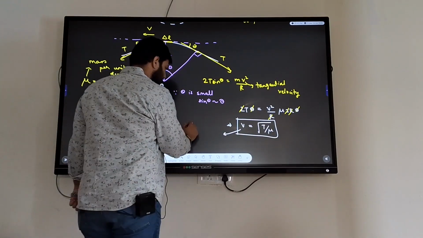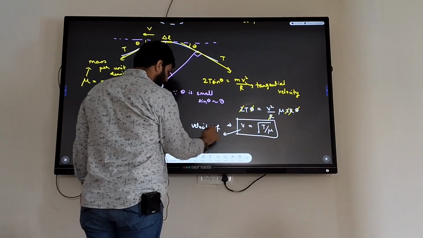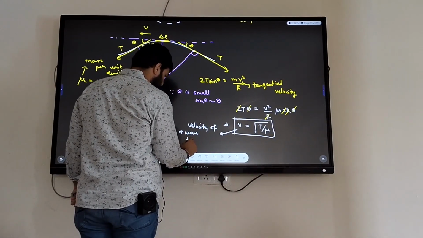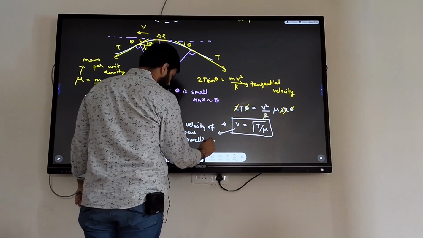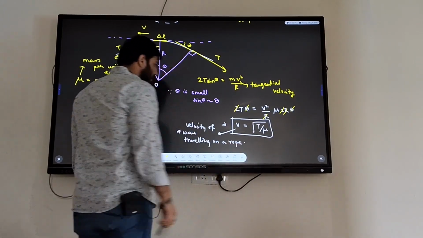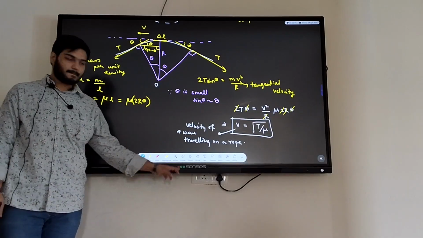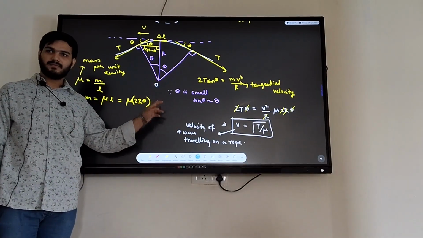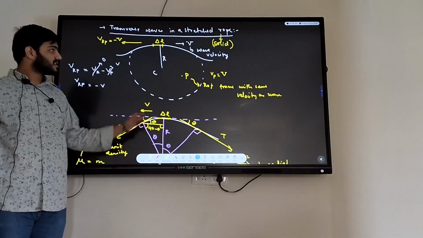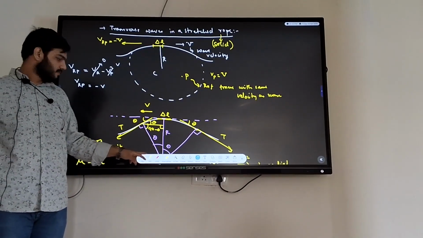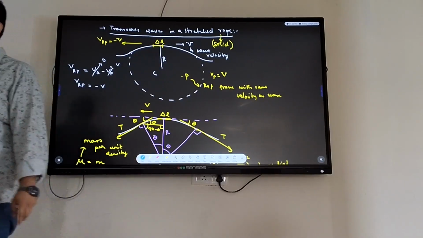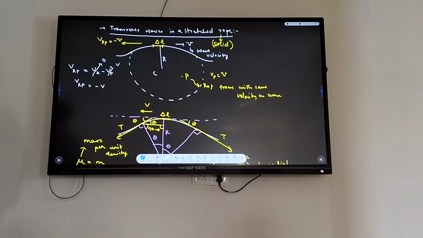You should write this: the velocity of a wave traveling on a rope. Everyone has written up until here? No, sir. You want to start from here? We would still be able to do the calculation even if we don't take that result. Obviously, that's just for simplicity, that we are considering rope motion rather than wave motion, and anyway we found the final answer.